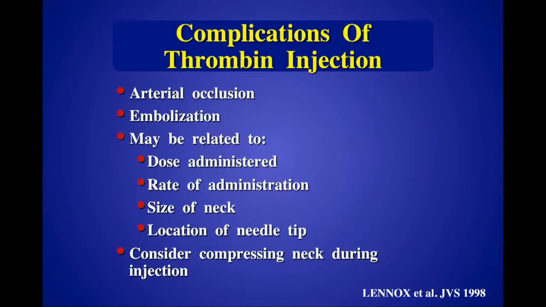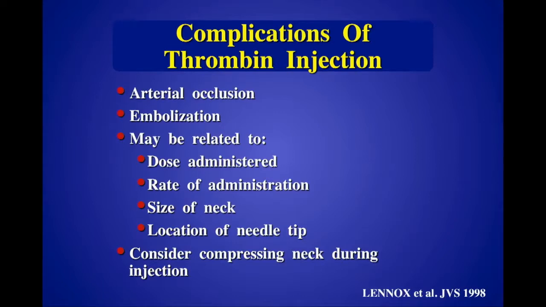Now, Lennox in the Journal of Vascular Surgery described the complications that may occur. We already talked about the potential for arterial occlusion when you inject toward the neck, or you may have embolization of thrombin material, causing distal occlusion. He felt that these major complications may be related to the dose, the rate, the size of the neck, and the location of the needle tip. Although it may be related to the dose or the rate, I think those are very minor factors. What you really need to be careful with is the size of the neck and making sure that you define a neck, and the location of the needle tip, as we already discussed.